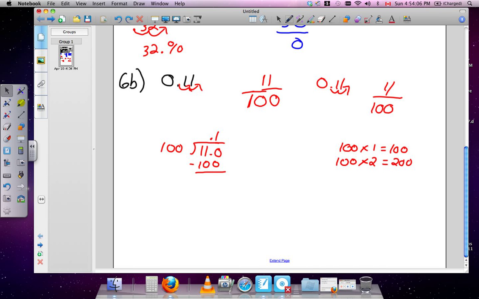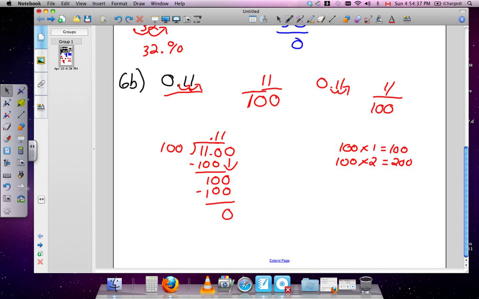We still have a number, so we have to add another 0. Bring it down. Now we're looking at 100 into 100. Does 100 go into 100? Yes, once. 100 minus 100 is 0. What decimal do we have? Decimal 0.11. That's how we checked. We divided to make sure it was right from our fraction. So is that what we started with? Yeah, 0.11. Good.